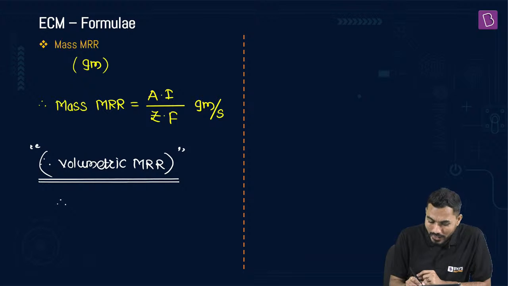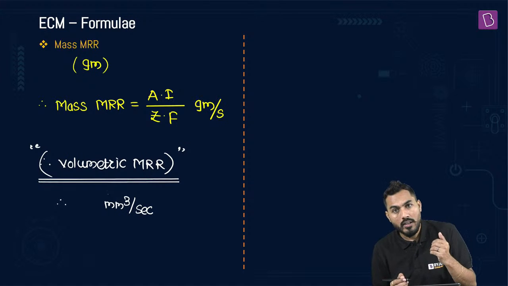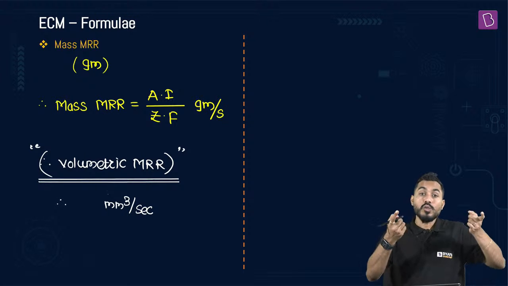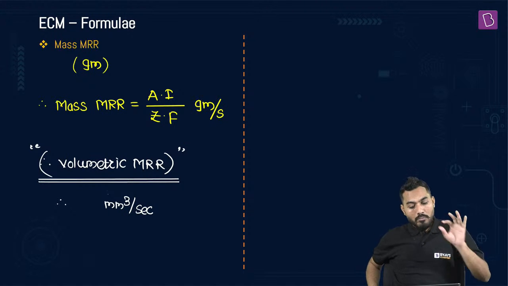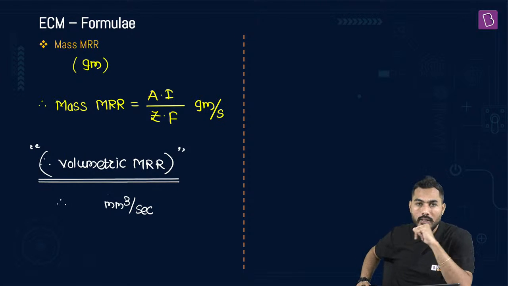So either it can be mm cube per second, or it can be centimeter cube per second, or it can be meter cube per second. So that is what we are interested in calculating. And mass material removal rate we have already calculated.